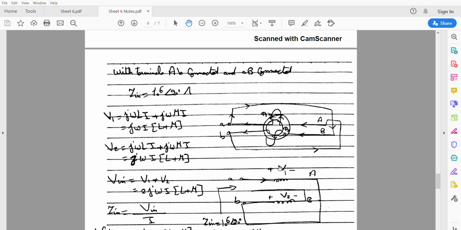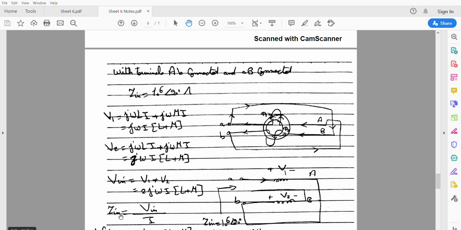By drawing an equivalent circuit, here is the first inductor, here is the inductor of the second one, and between them a mutual inductance, and they are moving in the same direction, so the sign here is positive. So at V1 there is L and M: j omega L I plus j omega M I, and the value of the second voltage will be the same, j omega L I plus j omega M I. L is the self-inductance, M is the mutual inductance. Now to determine the input voltage of both, we just add them together, so the input voltage will be equal to j omega I (L plus M).